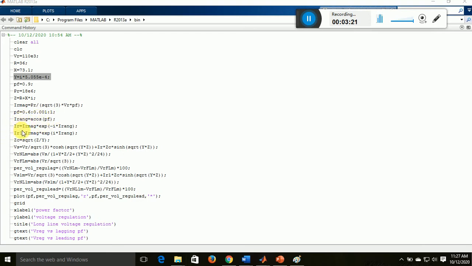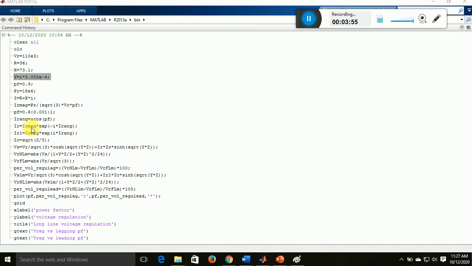Now IR is equal to IR magnitude into e raised to minus j into the IR angle. This is the formula which helps us to find out IR, the receiving end current, for this particular program. This is how we can feed the equation to find out the receiving end current. Now IR1 is IR magnitude into e raised to j into the IR angle. So this is again for IR1.